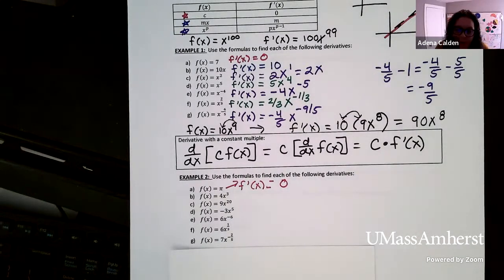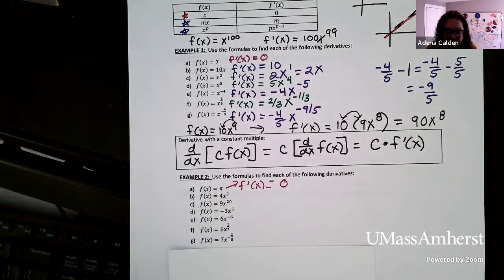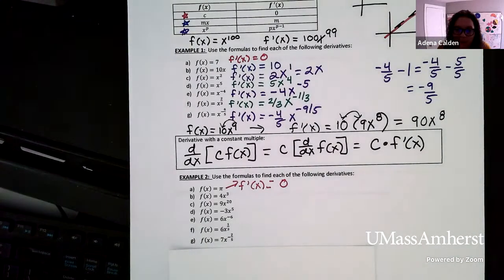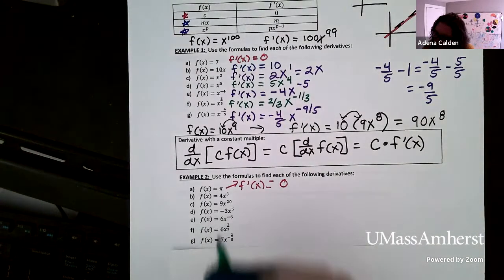For the rest of them, however, we do see functions. We see x's in there. So we're going to be using our power rule paired with our constant multiple rule. The next one here is 4x cubed.